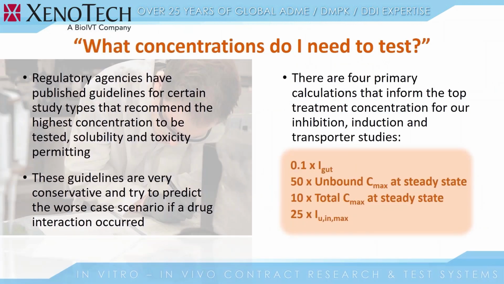Okay, that's wonderful. So what concentrations do we need to test? Regulatory agencies have published guidelines for certain study types that recommend the highest concentration to be tested, solubility and toxicity permitting. These guidelines are going to be very conservative, and they're going to try to predict the worst case scenario if a drug interaction occurred. There are really four main criteria that we're interested in here: 0.1 times IGUT, 50x the unbound Cmax at steady state, 10x the total Cmax at steady state, or 25x IUN max. And we're going to go into a little bit of depth over what those concentrations mean and why they're important.